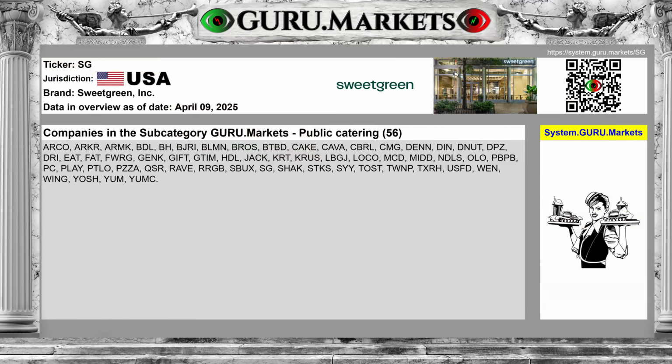Now we will compare the main indicators of the company Sweetgreen Inc, ticker SG. The review is based on current data as of April 9, 2025. According to Classification Guru.Markets, the corporation Sweetgreen Inc belongs to the subcategory Public Catering. 56 companies participate in the analysis, which is very representative.